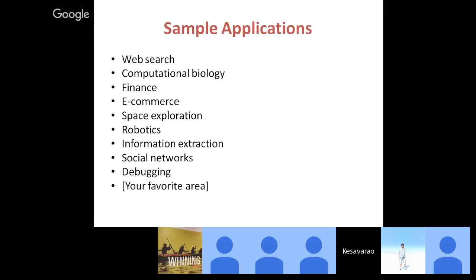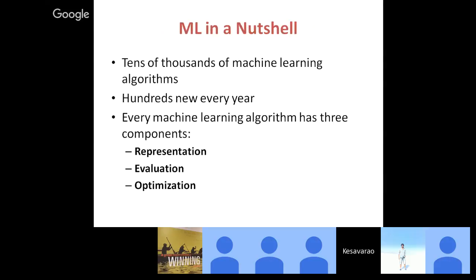In some of the sample applications we talked about, what kind of things can be done. With web search, computational biology, finance, nothing is an exception. You can create artificial intelligence use cases for any type of scenario. We also went through the many machine learning algorithms that keep being generated every year.